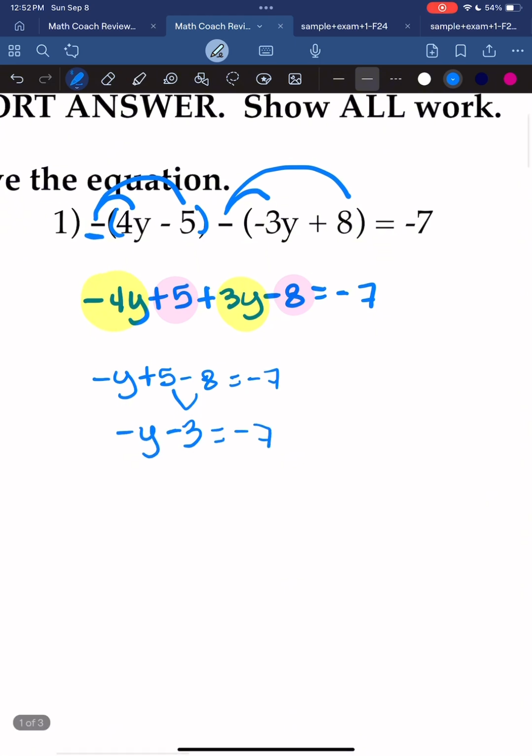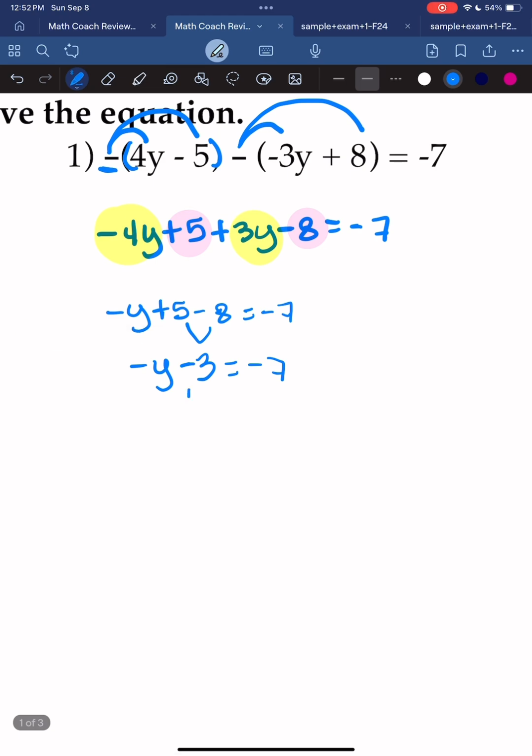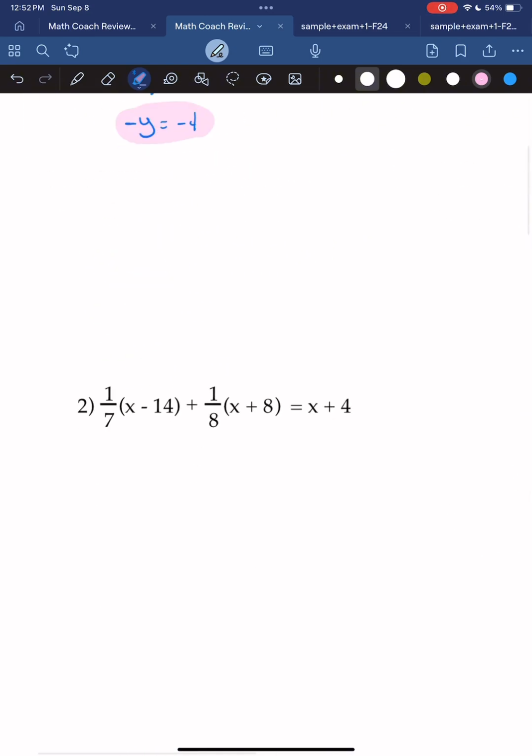And now, to isolate the y, we can add 3 on both sides. Add 3, add 3. Negative y equals negative 4. Nice. Okay, now for number 2, very similar.